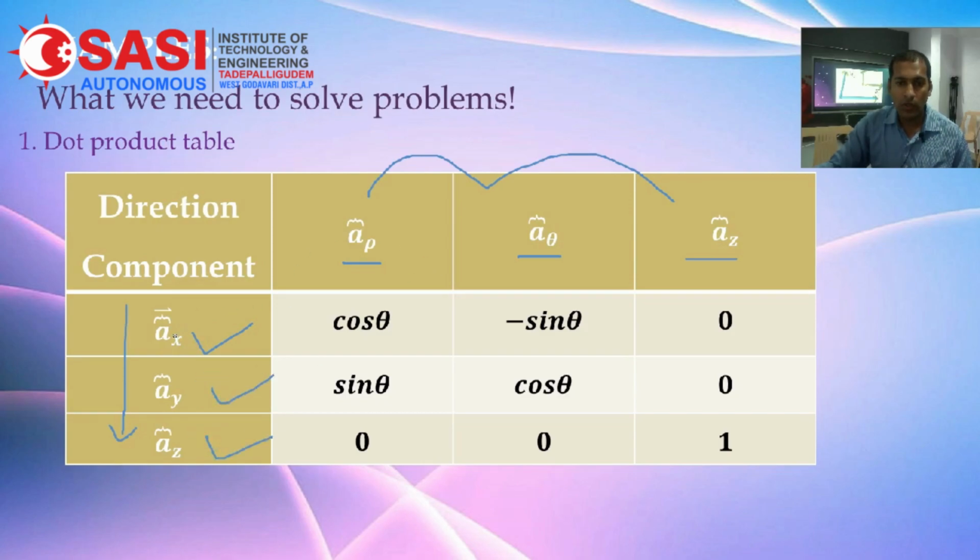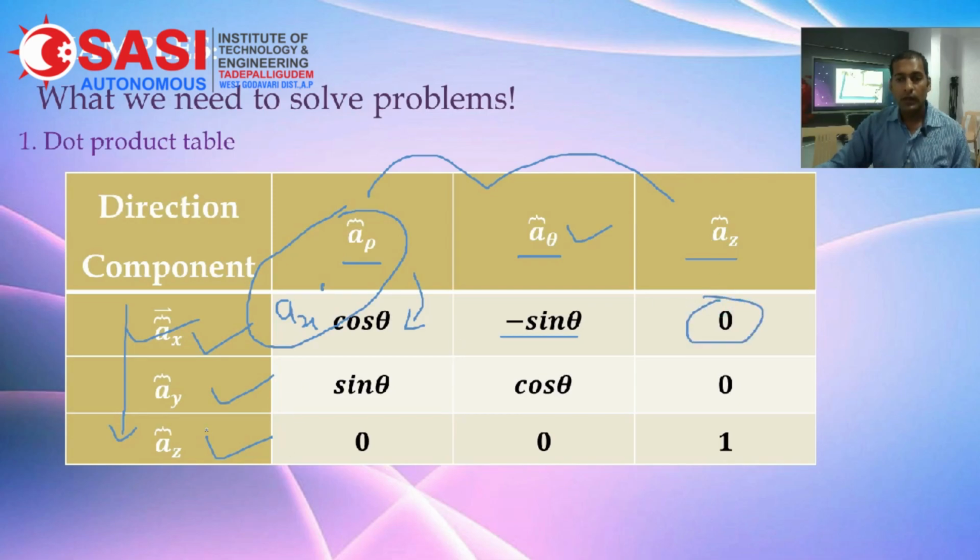So if we take dot product of AX cap and AR cap, then we get answer as cos theta. If we take product of AX cap and A theta cap, we get minus sin theta. If we take AX cap, AZ cap, we get answer as 0. Third one, AY cap dot product with AR cap gives sin theta. AY, A theta will give cos theta. AY, AZ will give 0.